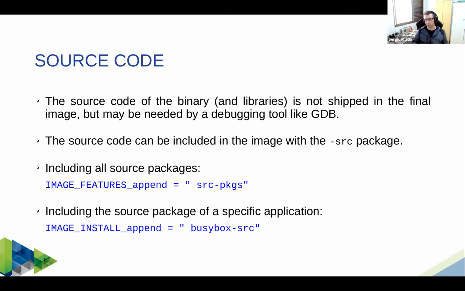There are two approaches for that. We can use the image feature source packages and install all of the source code there. Usually that's not required, but maybe if you want to step through code of libraries, all of this, you may want to install everything. But of course, keep in mind that it will increase the size of your image. Now, if you're just debugging on a specific application, you can just add the source code package of your specific application. Don't have to add everything, right? So you're just installing in the image. Like in this example, I'm installing the source code of BusyBox in the image.